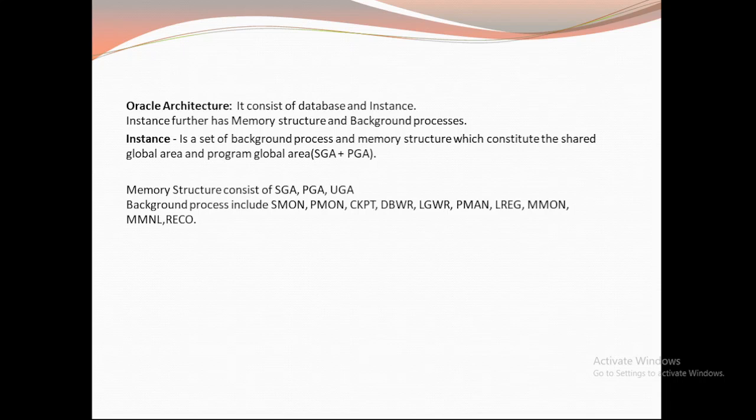The memory structure here consists of the SGA, PGA, System Global Area and Program Global Area, and UGA, User Global Area as well. And the background processes include SMON, PMON, checkpoint, DB writer, log writer, PMAN, LREG, MMON, MMNL, RECO. We'll be discussing all the recovery processes. We'll be discussing all these background processes and memory structures, including the System Global Area and Program Global Area, everything in detail in our next videos.